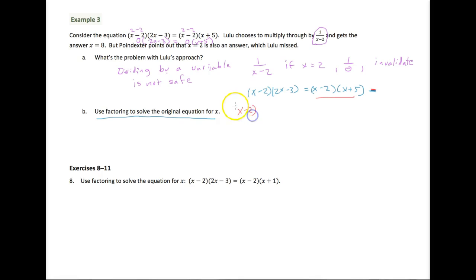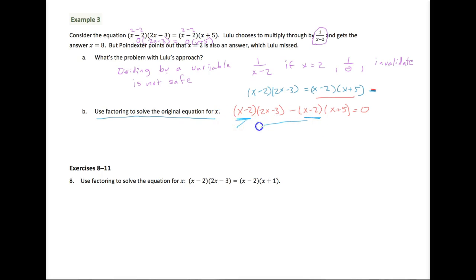x minus 2 quantity times 2x minus 3 quantity. And remember, I'm subtracting all this from both sides. That'll give me 0 over here, and x minus 2 quantity x plus 5 equals 0. Now, at least I have it equal to 0. And if we think about what we saw in the previous problem, we have an x minus 2 and an x minus 2.